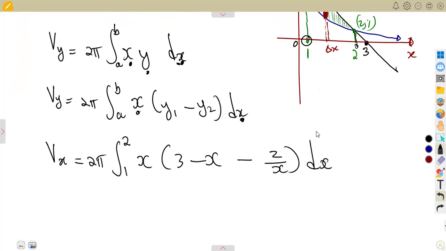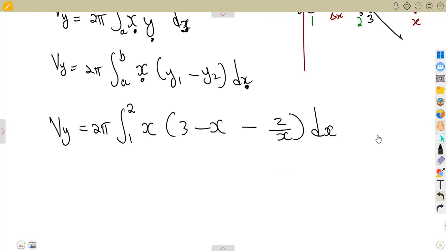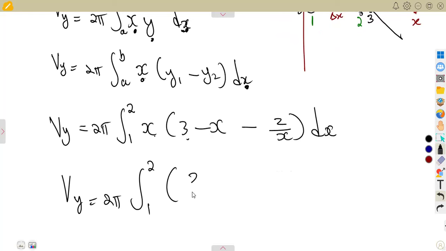With respect to x, this is Vy. All right, I have to finish now. Almost done. So this is it, guys. We are going to expand this so that we can have our integral. As you can see there, we are almost done. X and 3, that is going to be 3x. If you multiply x and 3, that will be 3x.